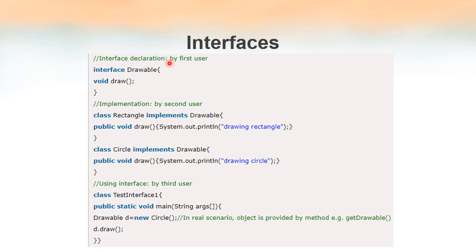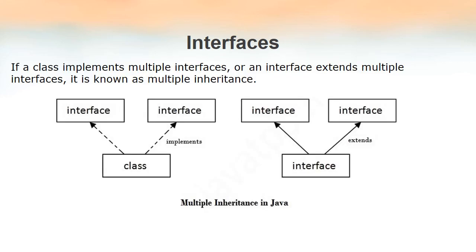This is why we mentioned earlier that an interface will be defined by one user, it will be implemented by another user, and it will be used by another user. So how these methods are implemented is completely hidden. Now we will see how multiple inheritance is provided by Java by means of these interfaces.